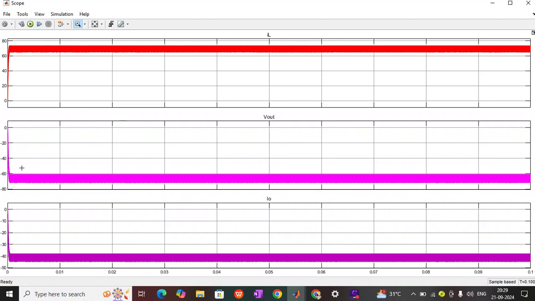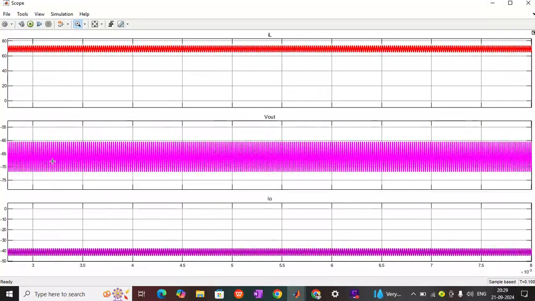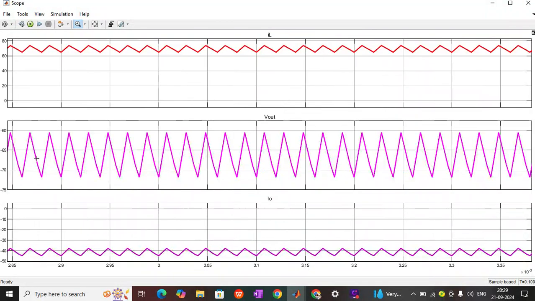So it is negative. Why? Because the buck boost converter always gives a negative output. You know this formula, right: V naught by Vin is minus D upon 1 minus D. It is inverting in nature. So you will see the output is nearly 66 roughly, so it is minus 66. That is fine, because we know using the formula this will come.